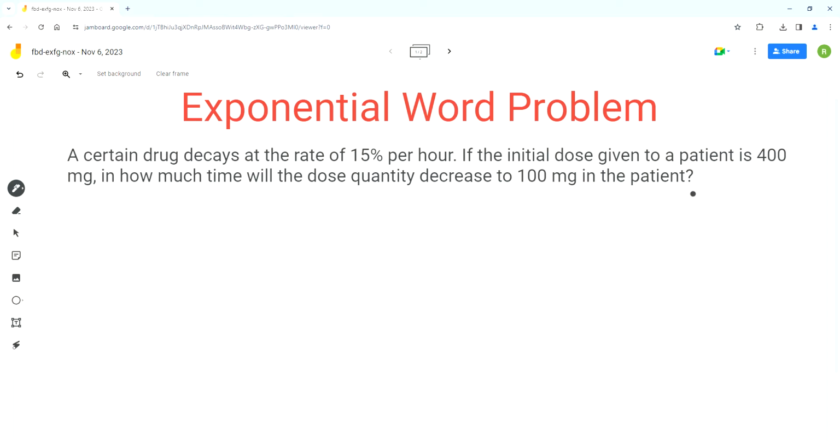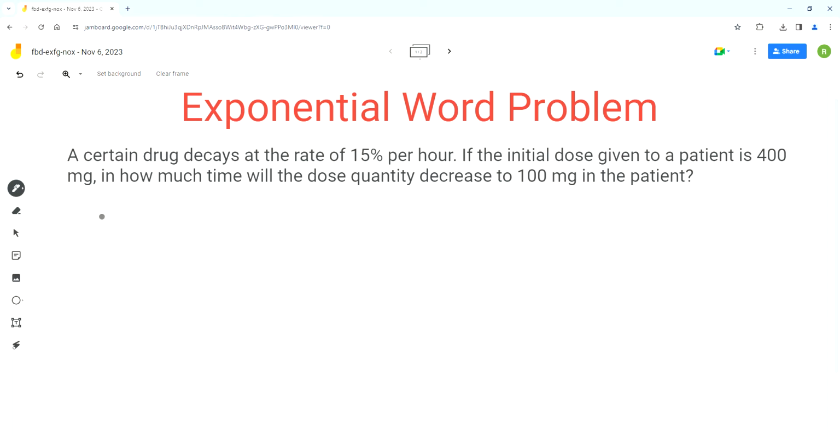The first thing we have to analyze in this problem is that this is a case of decay, because as per the problem, a certain drug decays at the rate of 15% per hour. So decay means the quantity or the value is decreasing over a period of time. Now the next step is to write the general equation for an exponential model.